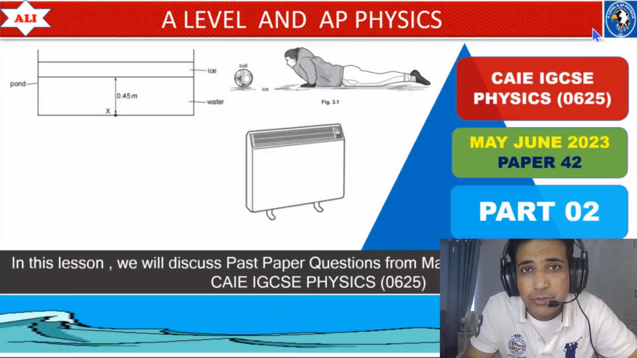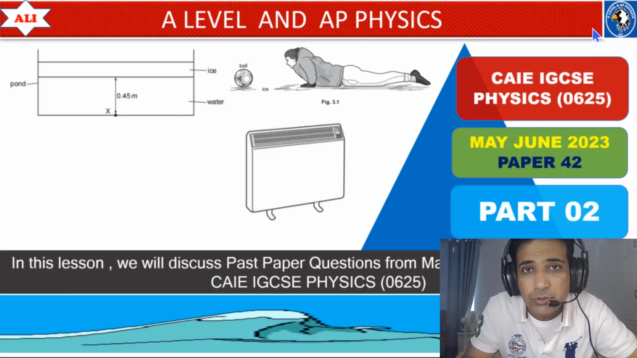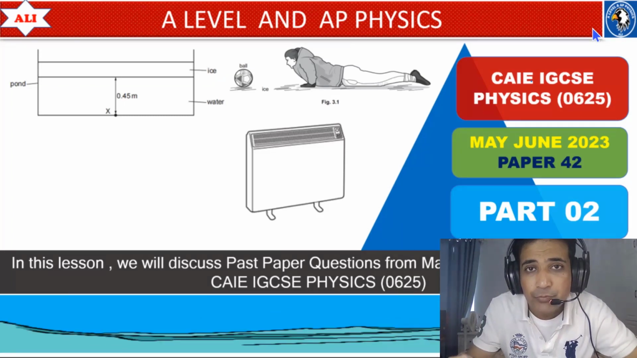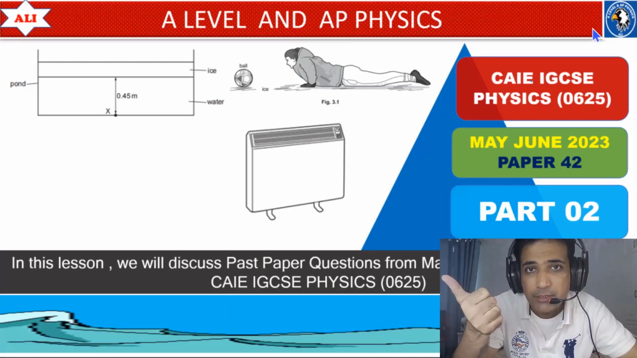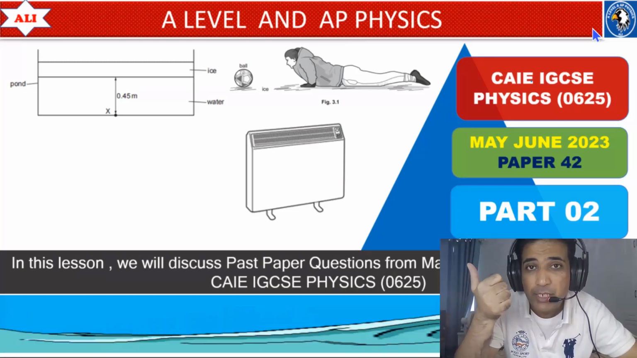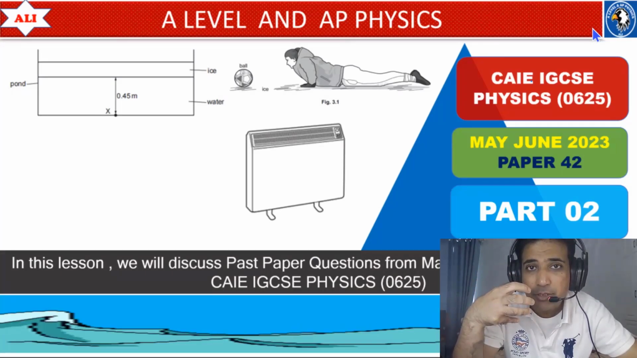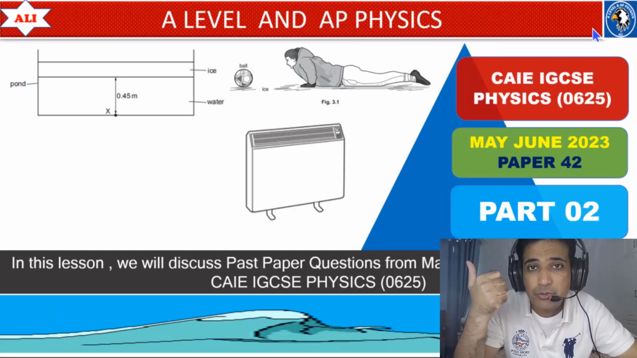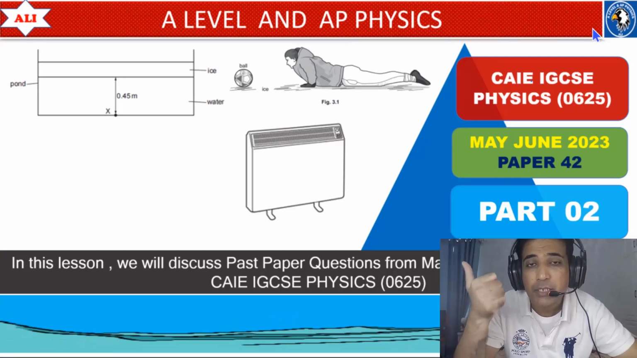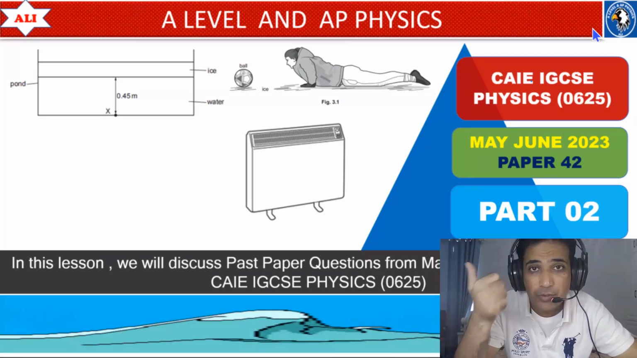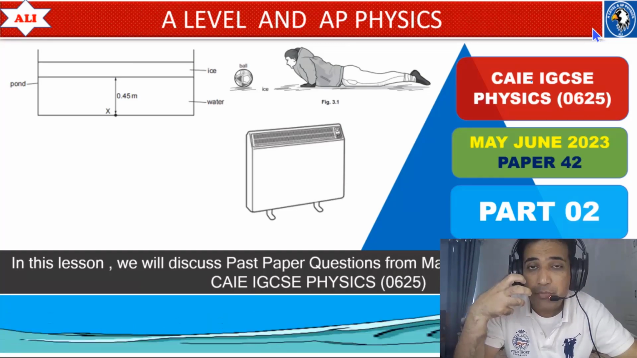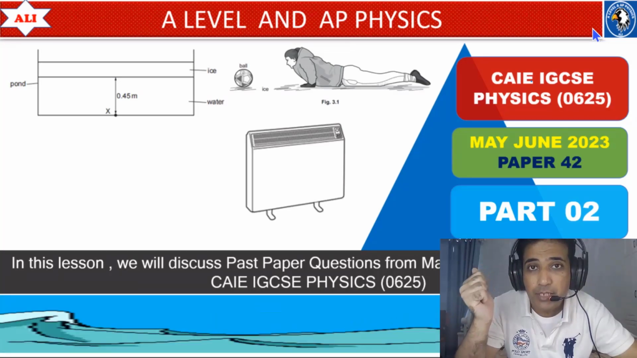In today's lesson, we will discuss past paper questions from May June 2023 paper 4 variant 2. We will talk about mechanics, thermal physics, and waves. As always, we will do these questions in detail so you can improve your conceptual understanding of mechanics, thermal physics, and waves, and also have a better understanding of these exam questions.